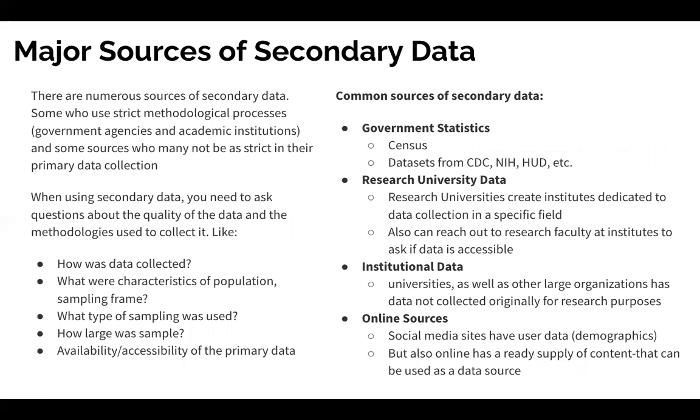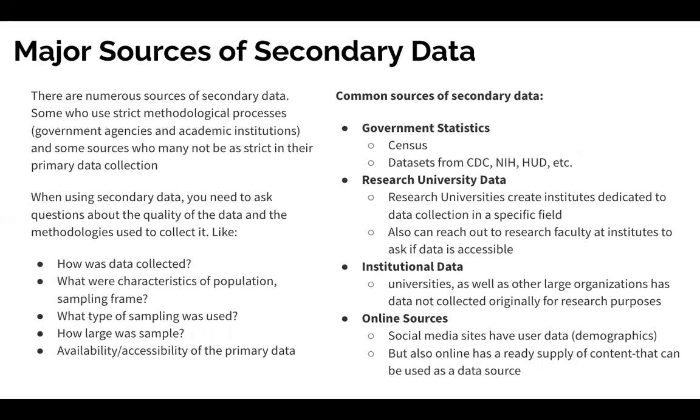So what are these sources for secondary data? As your book notes, there are numerous sources, and one way to distinguish between them is that there are those that use strict methodological processes, and this would be your government agencies, your academic institutions, researchers associated with academic institutions or research centers. And then there are sources who may not be as strict in their primary data collection, probably because they're collecting data not for research purposes. So this would be like a business or organization, the internal data that they may collect on their customers, clients, employees, patients, right?